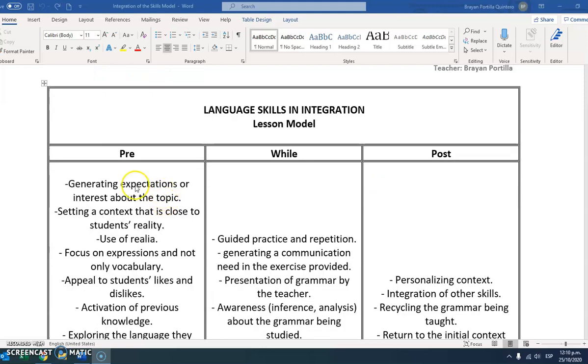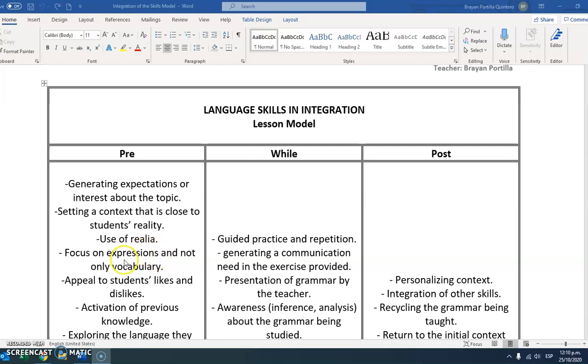As you already know, or we already discussed in class, the pre-stage includes the preparation, and this preparation is usually carried out by generating expectations or interest on the topic from the student, setting a context that is close to the student's reality, and here it's crucial to set clear activities in which students use the language in real life, even if they don't know how to use that language just yet. You use realia, you present them with materials and objects that are from reality. You focus on expressions and not necessarily on vocabulary.